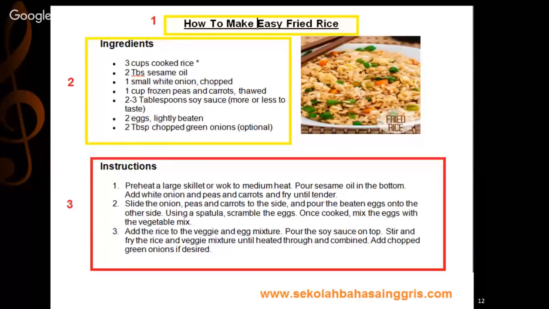Preheat a large skillet or wok to medium heat. Pour sesame oil in the bottom, add white onion and peas and carrots and fry until tender. Slide the onion, peas and carrots to the side and pour beaten eggs into the other side. Using a spatula, scramble the eggs. Once cooked, mix the eggs with the vegetable mix. Add the rice to the veggie and egg mixture. Pour the soy sauce on top. Stir and fry the rice and veggie mixture until heated through and combined. Add chopped green onions if desired.